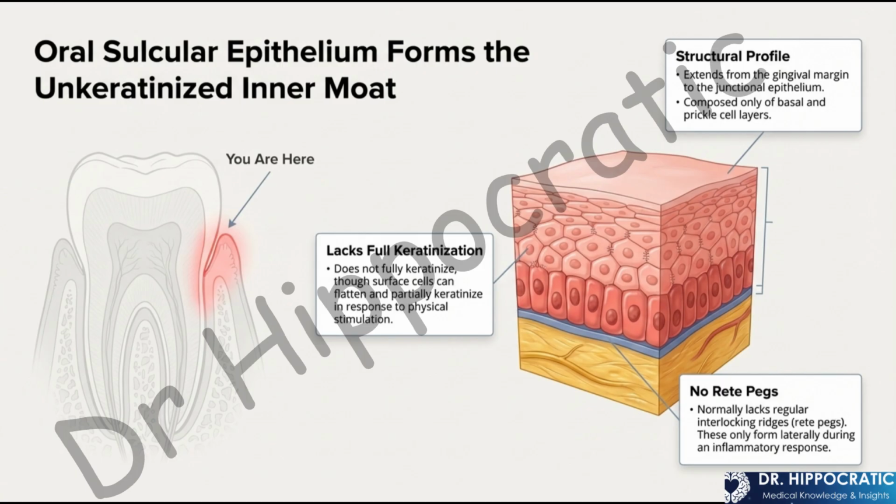However, the most crucial detail on this slide is actually a diagnostic one. Normally, this sulcular area has no rete pegs. Rete pegs being those interlocking ridges that dip down into the connective tissue. Exactly. In a healthy sulcular epithelium, that boundary is completely flat. But if a dentist looks at a biopsy of this tissue and sees rete pegs forming, it is a massive red flag. Wait, really? Why?